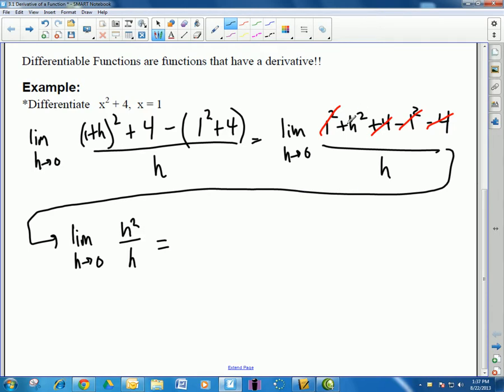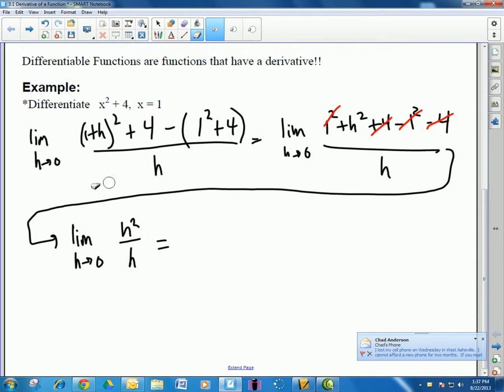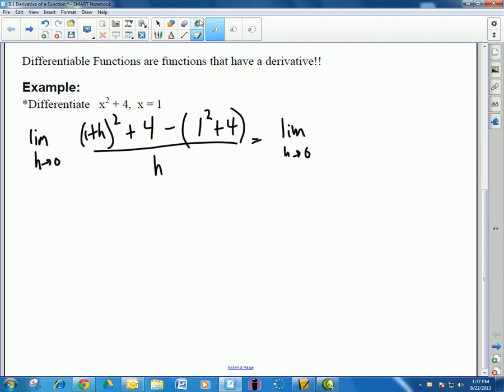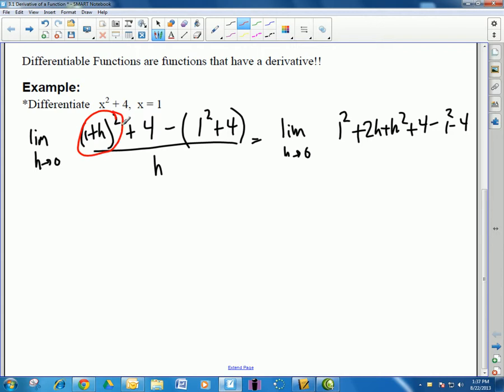No, wait, I'm sorry. This is wrong back here. So let's come back here real quick. Oops, I didn't catch my mistake until it was too late. So if we come back here, my bad, when I square this out, it's not 1 squared h squared, but it's just 1 squared plus 2h plus h squared. Then it's plus 4 minus 1 squared minus 4. There we go. My problem was right here. I didn't square this out correctly. Now it's right. Now it looks right.